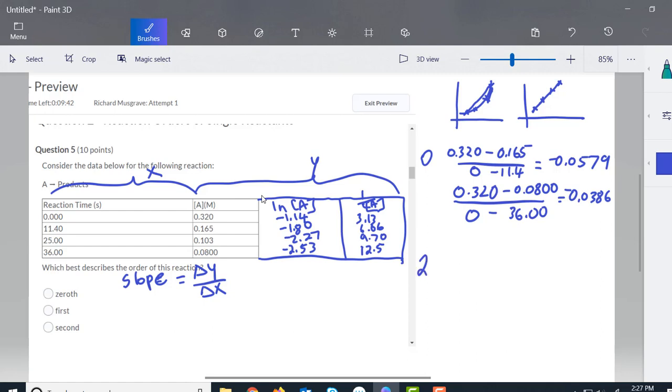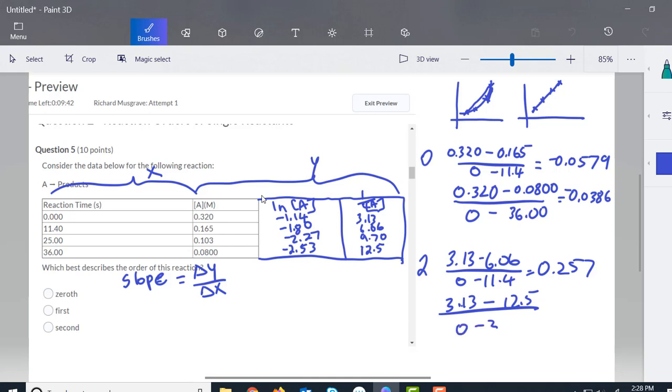I won't show you the first order, it's done pretty much the same way as I did the zero order though. But for second order, the math goes like this: 3.13 minus 6.06 over 0 minus 11.4. That comes out to be 0.257. And the other one, 3.13 minus 12.5, and that's going to be over 0 minus 36. That comes out to be 0.260. As you can see, these two values are fairly close together, so I would choose second order as being the answer to that problem.